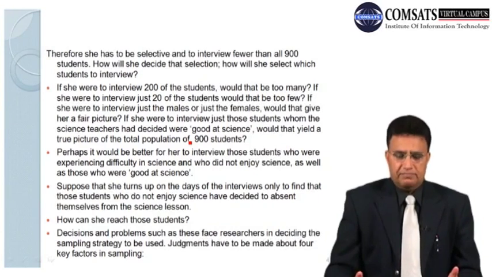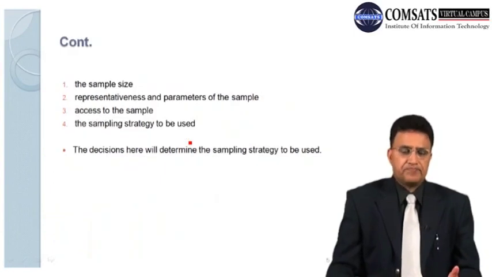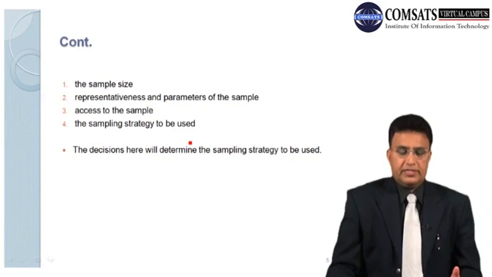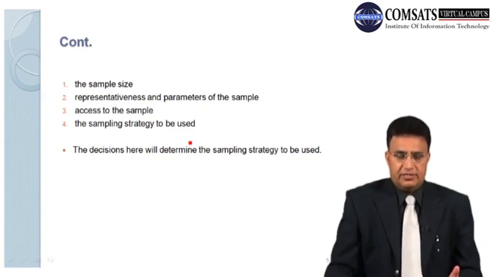Judgments have to be made about four key factors in sampling, and they are the sample size, representativeness and parameters of the sample, access to the sample, and the sampling strategy to be used, and the decisions here will determine the sampling strategy to be used. So, let's begin with point number one, that is the sample size. What should be the size of the sample?